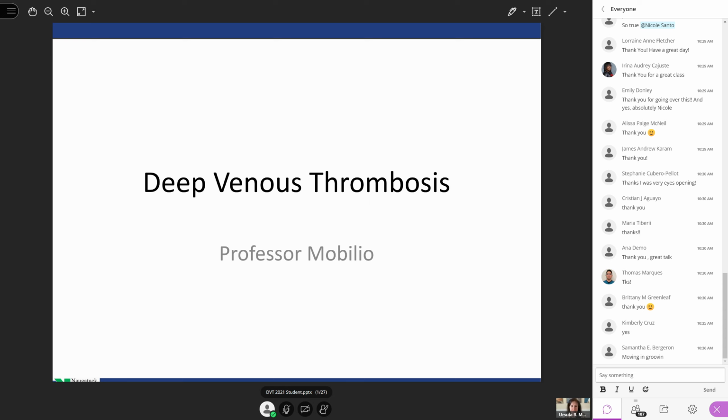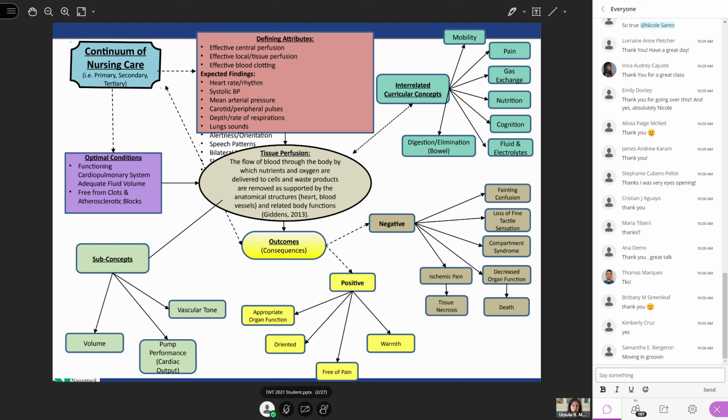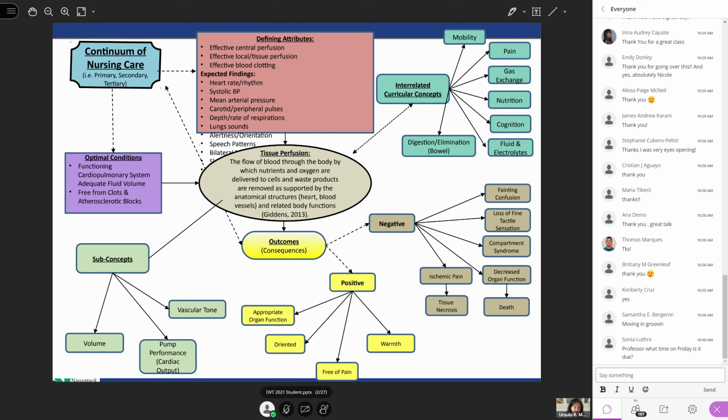Okay, let's get back to DVT. All right. So I always start with the concept map, tissue perfusion. So what time on Fridays is it due? I'm guessing by midnight. Usually it's 11:59. It's usually our time for everything that's due.